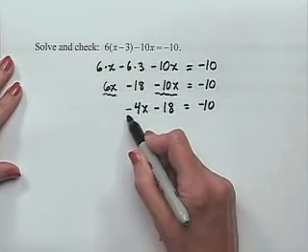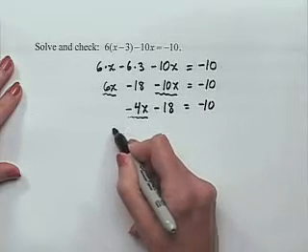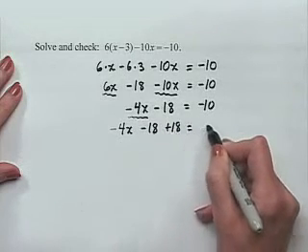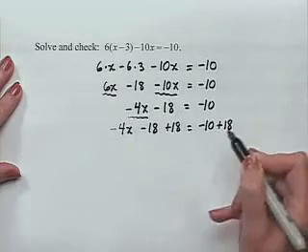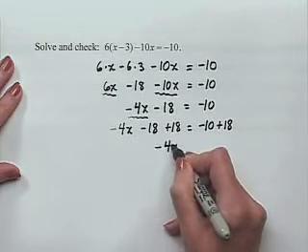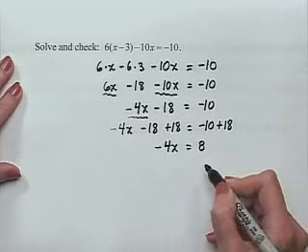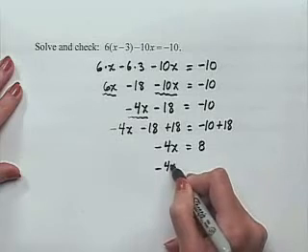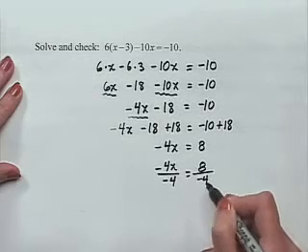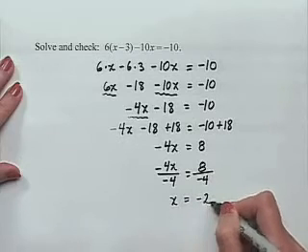Now we want to see that we have a single term that has x in it. We can start by adding 18 to both sides of the equation in order to isolate it. We'll have negative 4x minus 18 plus 18 equals negative 10 plus 18. On the left-hand side of the equation, the 18s will subtract out, leaving us with negative 4x. On the right-hand side, negative 10 plus 18 is 8. Now we can divide both sides of the equation by negative 4 in order to solve for x. Negative 4x divided by negative 4 is x. 8 divided by negative 4 is negative 2.